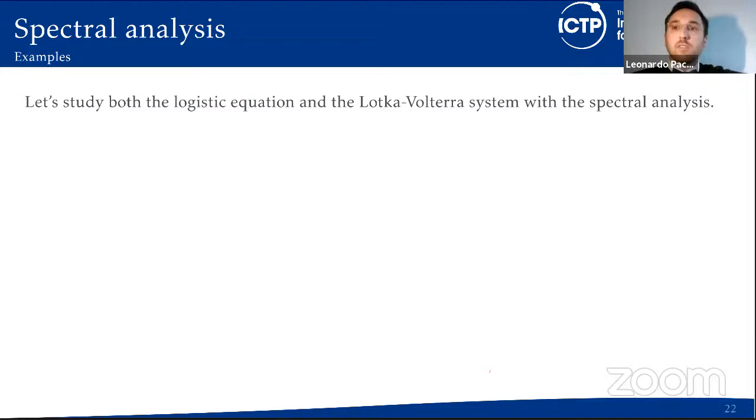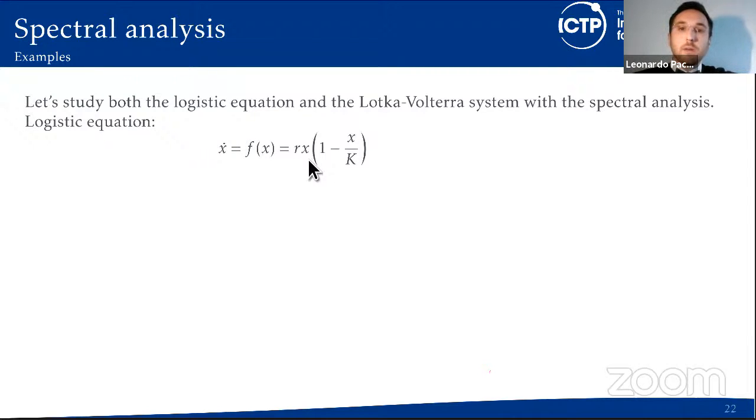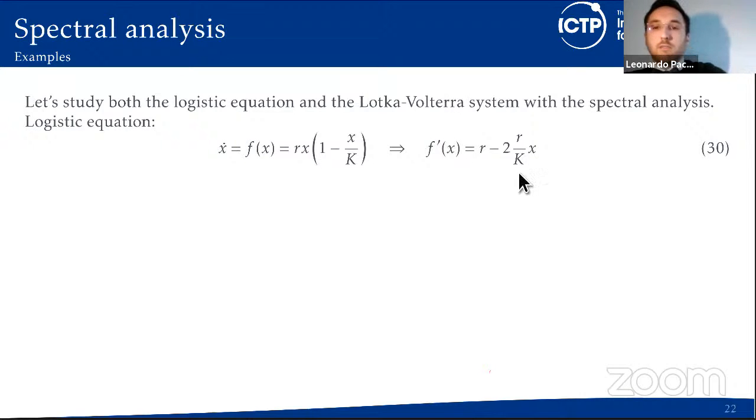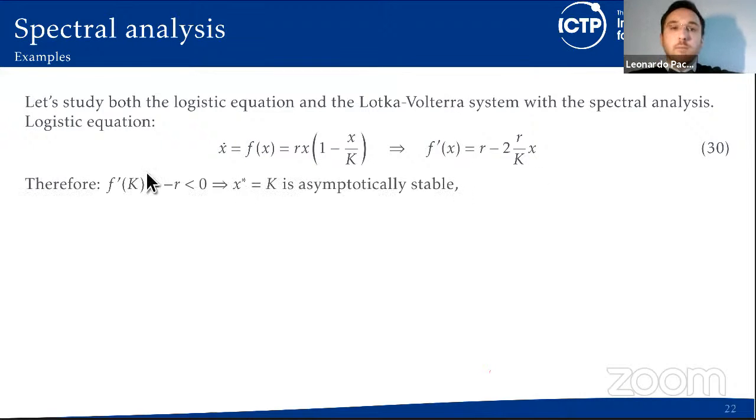Okay. So let's see now what spectral analysis can tell us when we study the logistic equation and the Lotka-Volterra system. In particular, if we take the logistic equation, we have a very simple unidimensional system. So if we want to use spectral analysis, we first have to compute the derivative of the function. Then, for example, if we compute this derivative in the non-trivial equilibrium, so k, you see that we get minus r, which is negative because remember that these two parameters r and k are always positive.